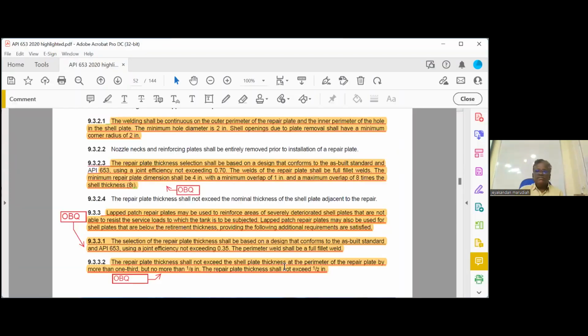It shall not exceed the shell. See, the repair plate shall not exceed the shell plate thickness by more than 1/3, but no more than 1/8 inch. It should not exceed by more than 1/3 of the thickness, but forget about the 1/3, not more than 1/8 inch. 1/8 inch is 3 mm. Suppose your shell plate thickness is say 8 mm. The maximum thickness you can use for patch repair is 11 mm. But it cannot be more than half an inch, so it cannot be more than 12 mm. Minimum thickness is always 5 mm.